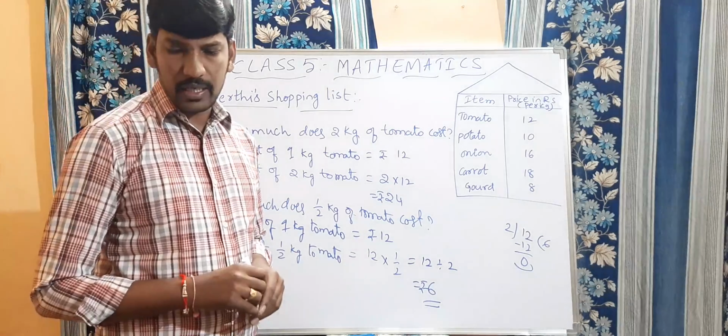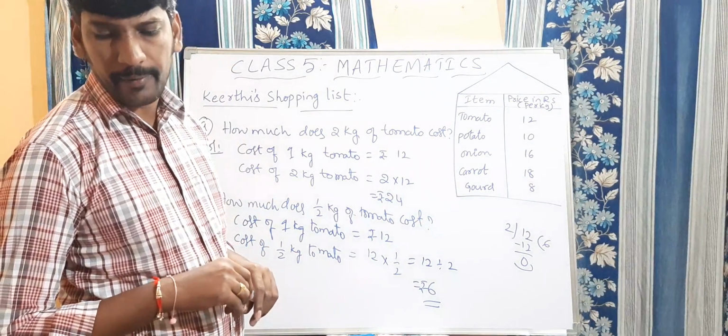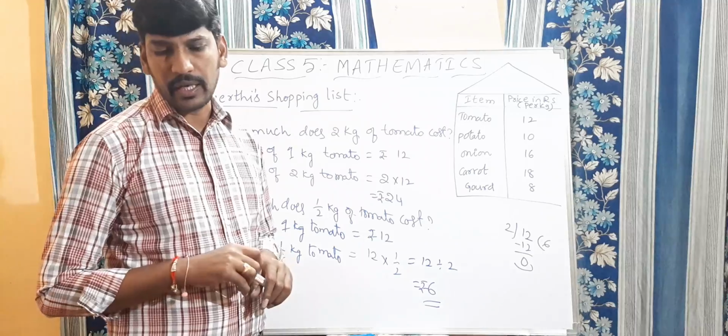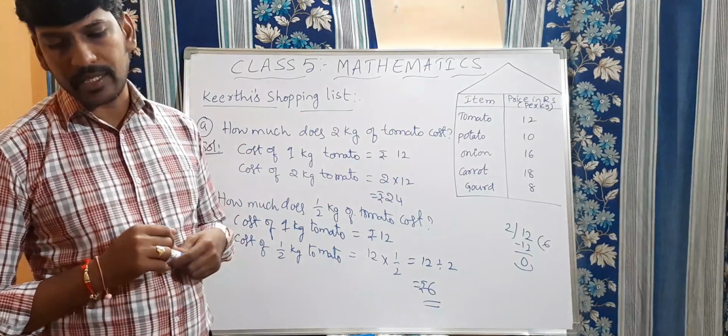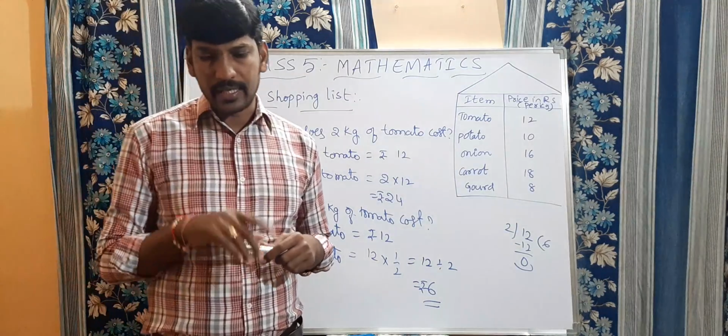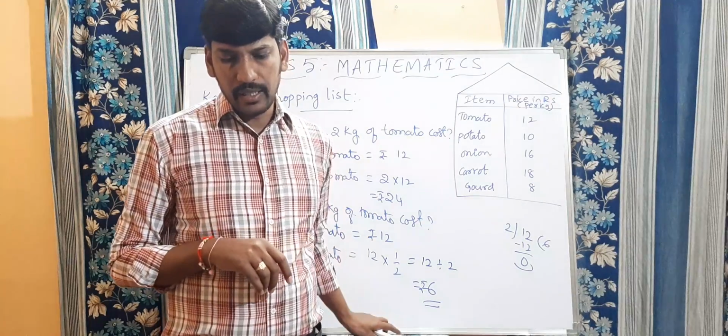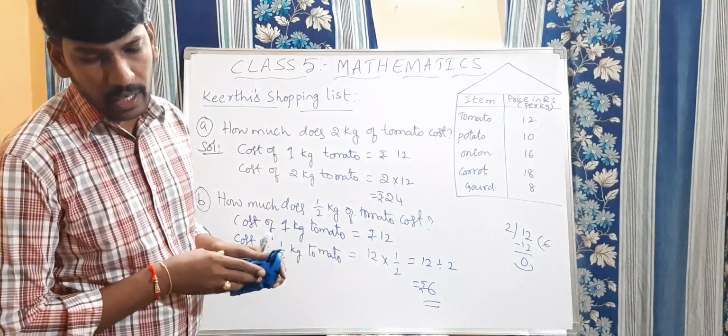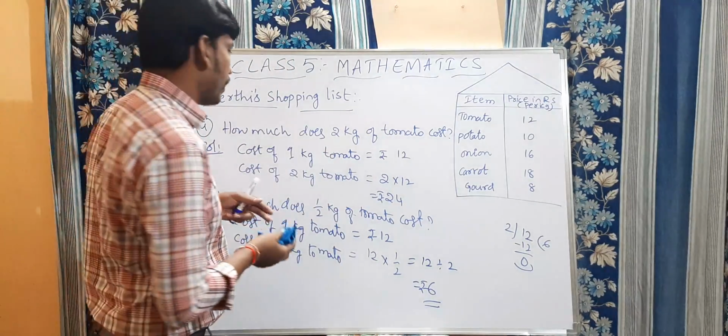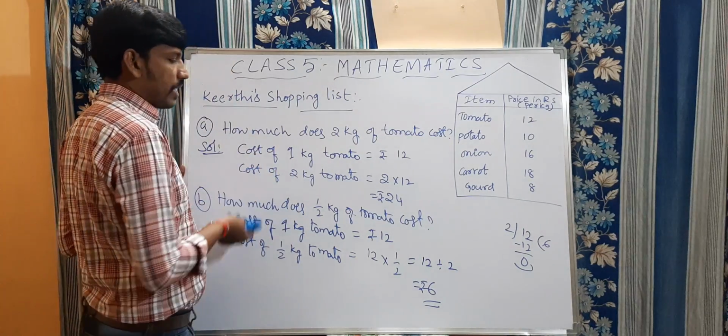Now C you can find out. What is the cost if Kiran wants to buy 2.5 kg of tomato? How much will it cost? C is the homework. Now coming to D: how much does 3.5 kg tomato cost? Clear, my dears? Did you understand this?